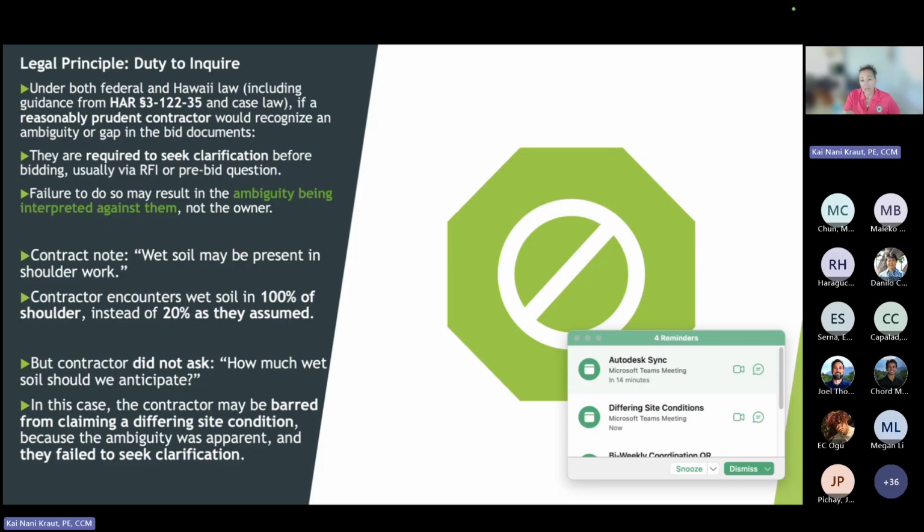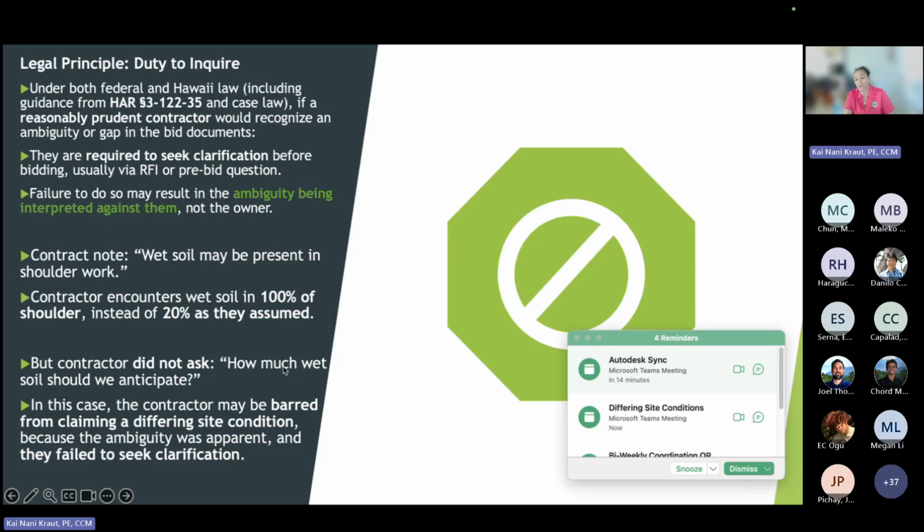If it's a wet area and there are wet conditions, and you're basing your bid on an assumption of 50% or whatever you assumed, and you don't ask, you've failed to inquire. That's their breach. So the contractor noted wet soil encountered 100% instead of the 20% that they assumed. Did the contractor ask the question, how much wet soil should we anticipate? They have a duty to inquire.